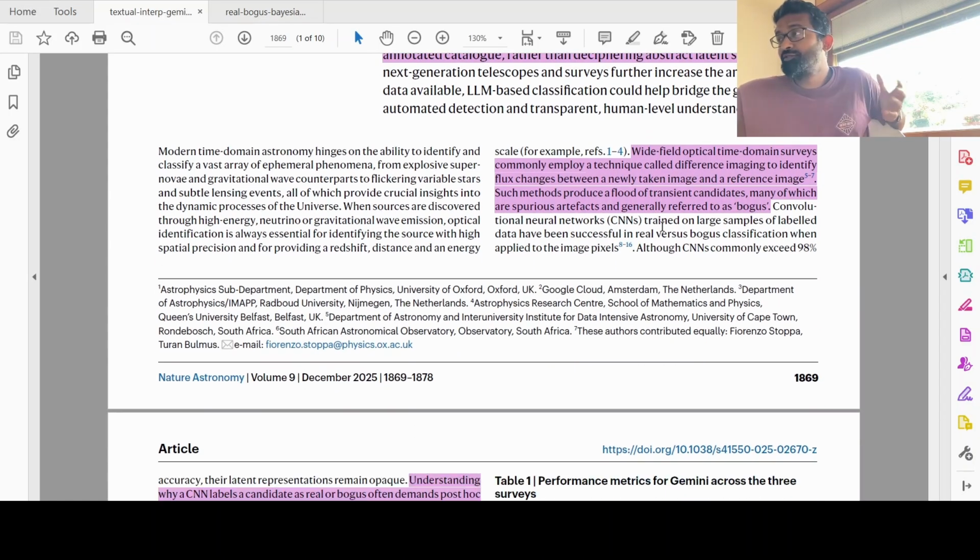So let's start reading. They start with wide-field optical time-domain surveys. So that's the idea of a survey telescope. That's why we have this current image and the corresponding template image, and then we take the difference to find whether there is an astrophysical transient or not. Time domain means happening over time: 1 year, 2 years, 5 years, 10 years. They commonly employ a technique called difference imaging to identify flux changes between a newly taken image and the reference image. Such methods produce a flood of transient candidates. They will contain real events, but also some bogus.